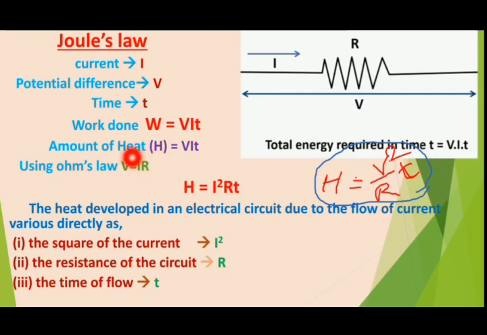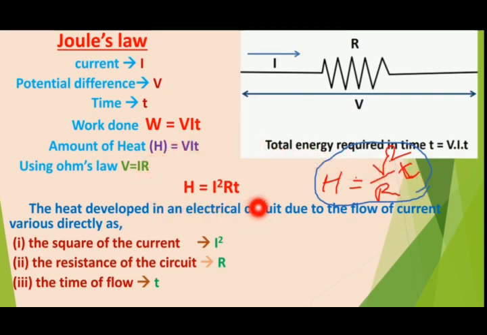Now substitute this relation in the equation for the amount of heat, H is equal to VIt. Then H is equal to I square Rt. This is the amount of heat energy, I square Rt. And the other relation, H is equal to V square by R into t, by using Ohm's law. Are you clear, children? Okay.